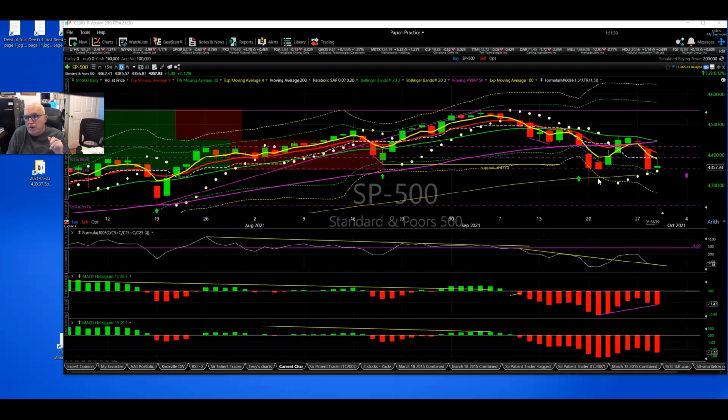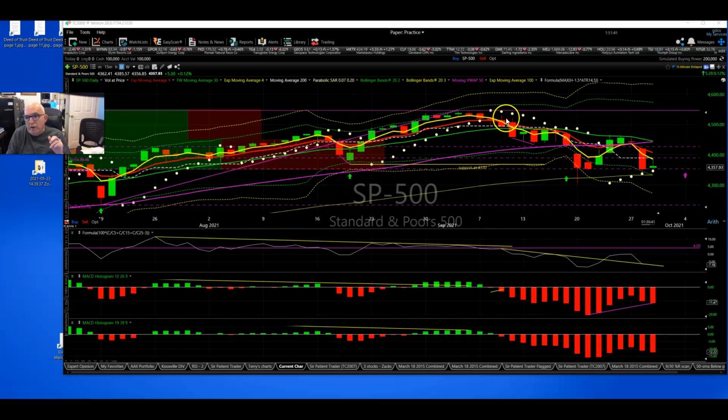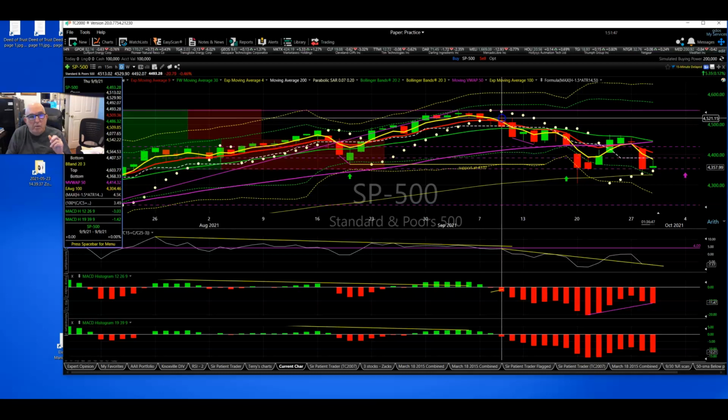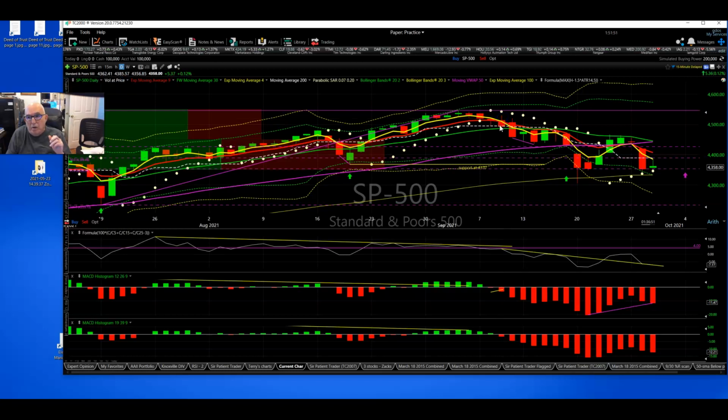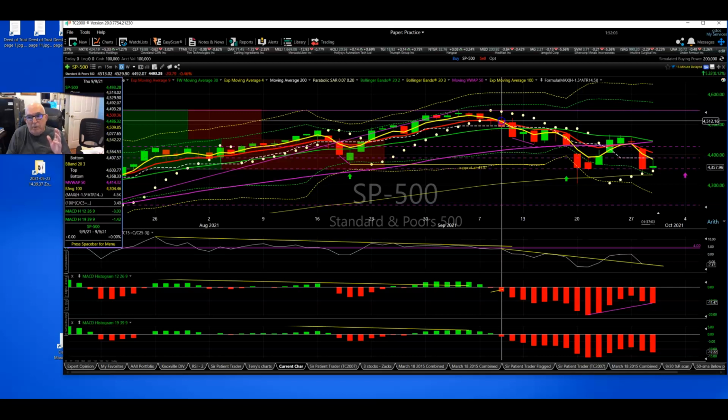Well, the first thing I notice here is that we got that breakdown when the 4 crossed below the 9 right up here, right on, what was that? September 9 is when the 4 crossed below the 9. See how well this 4 versus 9 EMAs work? This is a good sell signal. I've been using this for a long time, okay?